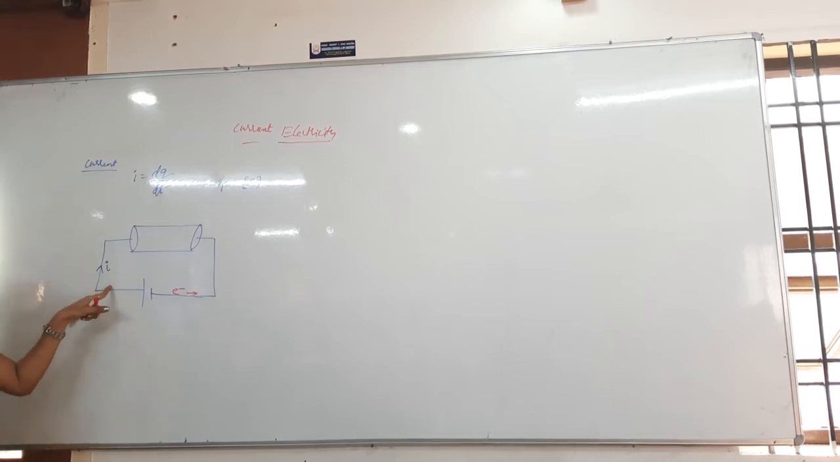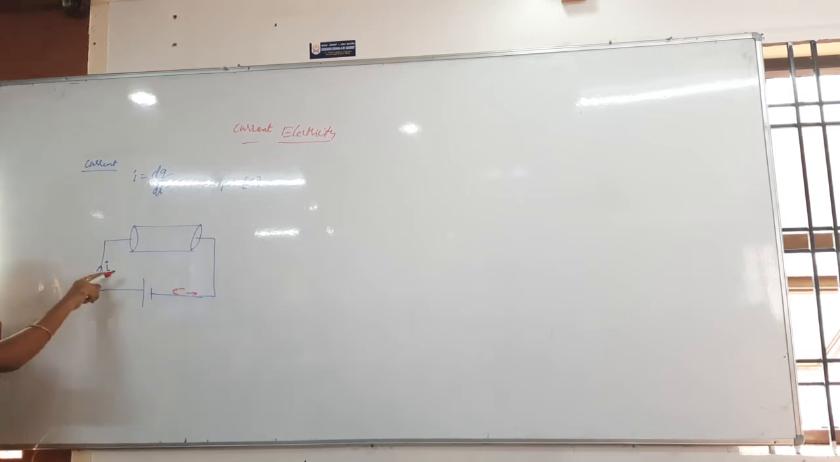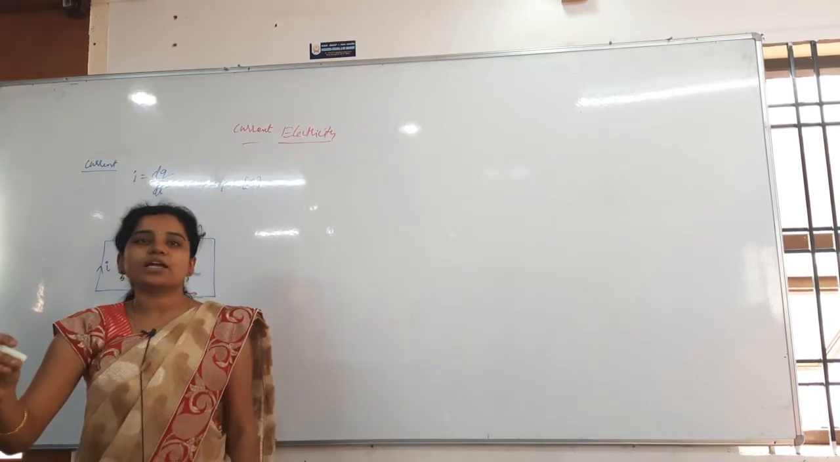But why do we take the current in this direction? Because these are the negative charges, so you have to take the current opposite to that. That current is known as the conventional current. We call this current conventional. This is not the current of electrons. Current of electrons means the current due to the electron flow.